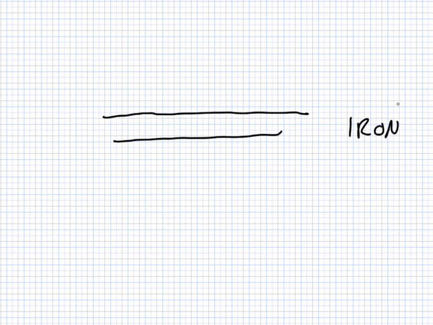So let me try and draw this a little bit nicer. So you have an iron rod, and then what I do is I wrap a current around it like this, and the current goes in here, out here.